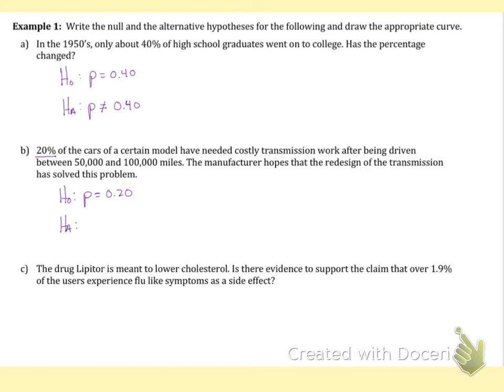The alternative hypothesis would support that something has changed. In this case, they want to know if they've solved the problem, meaning that there is less costly transmission work, meaning that the proportion of vehicles that need this costly transmission work is less than 20%.